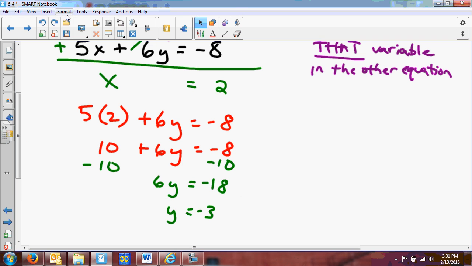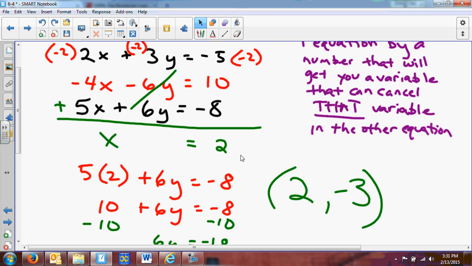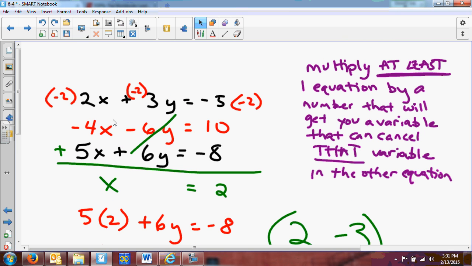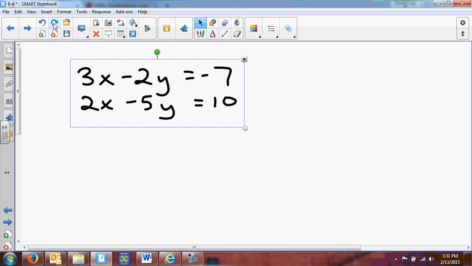Whoops, that is not the button I wanted to press. I need my coordinate, xy coordinate, 2 comma negative 3. So from here down, it's all 6-3. The only thing we're learning new in 6-4 is that we're going to have to manipulate one of these to match to where we can do some elimination. Okay.